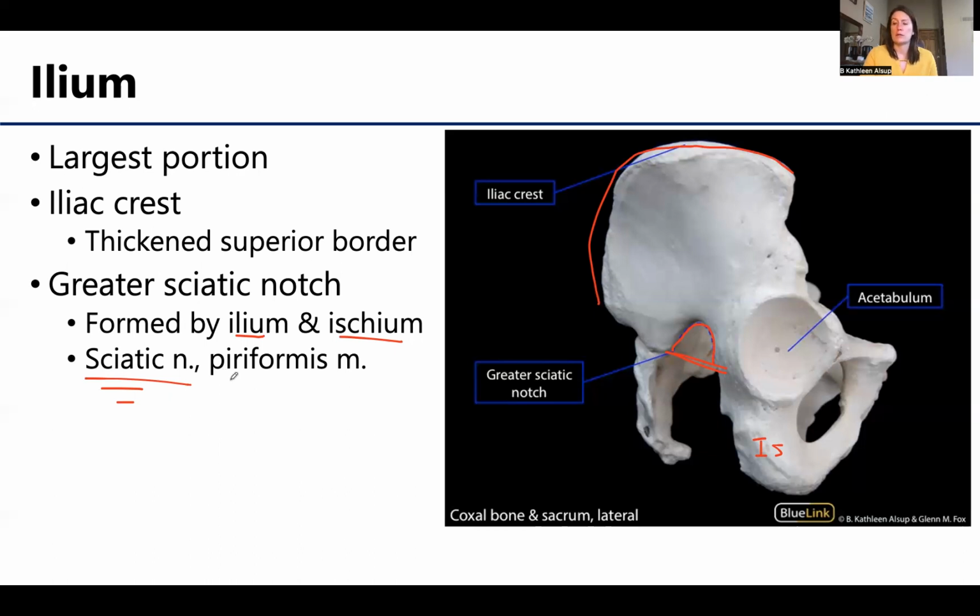The piriformis helps in terms of organization of some of those muscles in that region, but also importantly, it's going to be located just superior to the sciatic nerve as it exits. So if you have a hypertrophy of the piriformis muscle, it could pinch on the sciatic nerve, causing issues there.